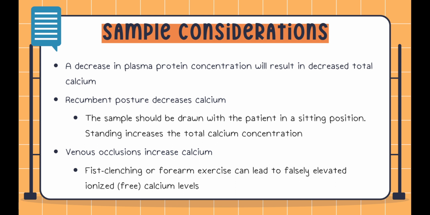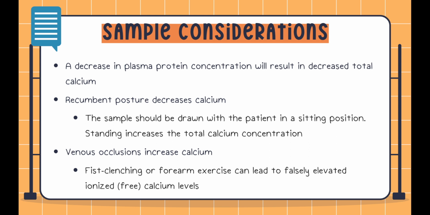Another, a decrease in your plasma protein concentration will result in a decrease in your total calcium because remember that around 40 to 50% of your calcium is bound to your proteins, and thus any changes in your protein concentration would also affect your calcium concentration.